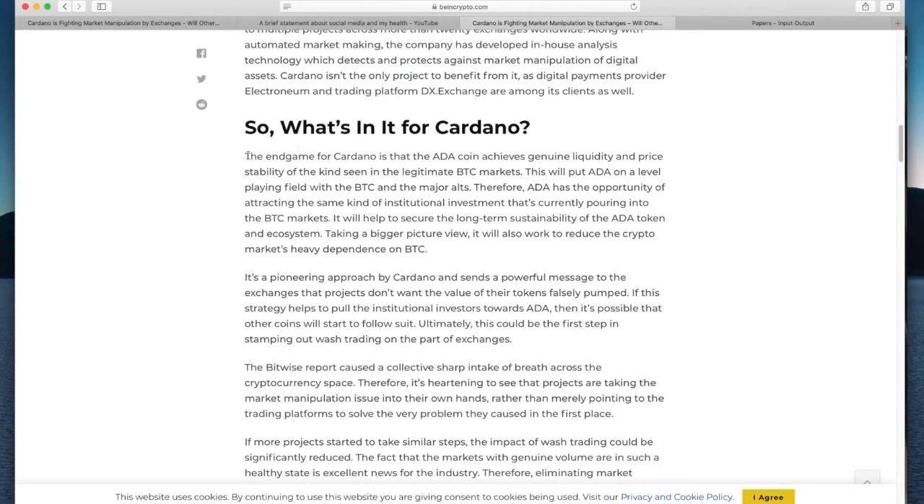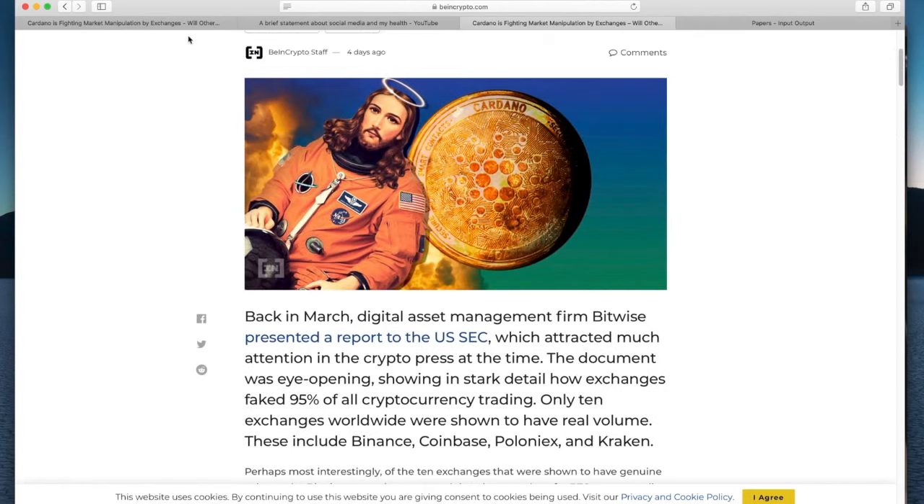for Cardano? And here it says the end game for Cardano is that the ADA coin achieves genuine liquidity and price stability of the kind seen in legitimate BTC markets. This will put ADA on a level playing field with BTC and major alts. Therefore, ADA has the opportunity of attracting the same kind of institutional investment that's currently pouring into the BTC markets. So it goes on to describe what's in it for Cardano.